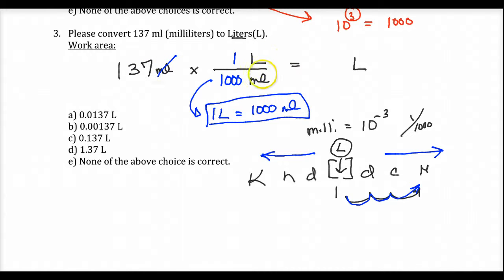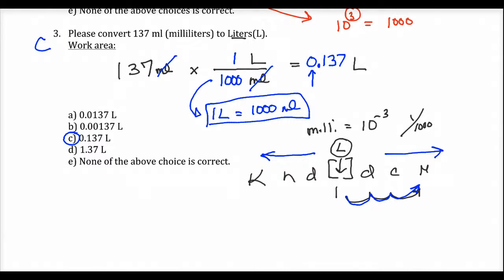Any case, I'm taking 137. I know I set this up right. My milliliters cancel. I times by 1 and I divide it by 1,000, and I get 0.137. You say, where did the 0 come from? It's just kind of a polite way of writing a number smaller than 1, to put a 0 point, so don't get crazy about that. And of course, that is choice C.